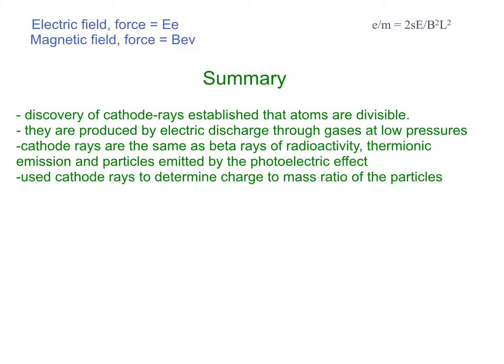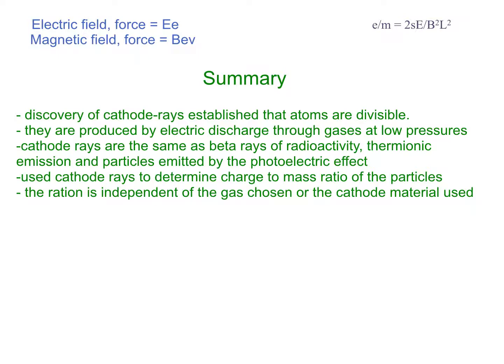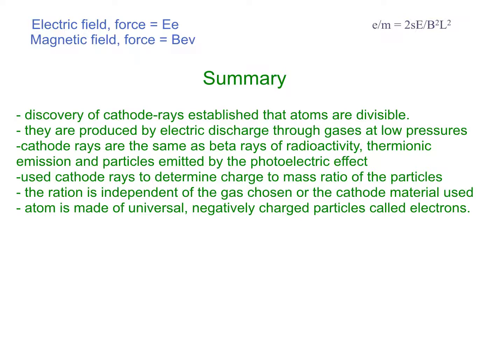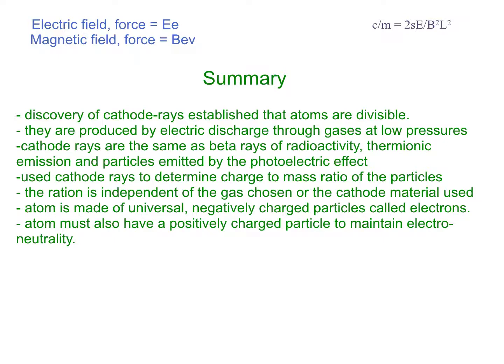So we use the cathode rays to determine the charge to mass ratio by applying electric and magnetic fields and manipulating the experimental conditions. The E to M ratio is independent of the gas chosen or the cathode material used. And so this appeared to be a fundamental particle making up matter. It is a universal, negatively charged particle, named the electron. The atom must also, therefore, have a positively charged particle to maintain its electrical neutrality. And this then made predictions as to how to generate positively charged particles and study them.